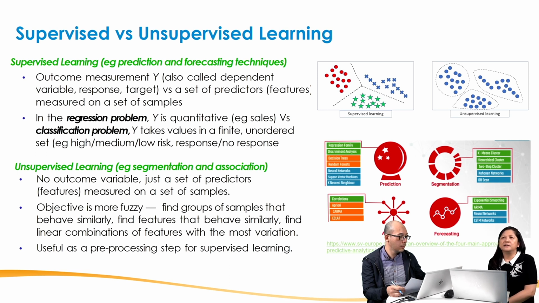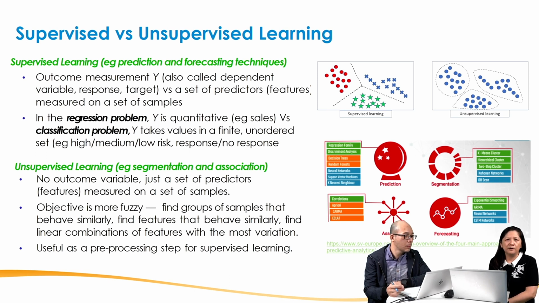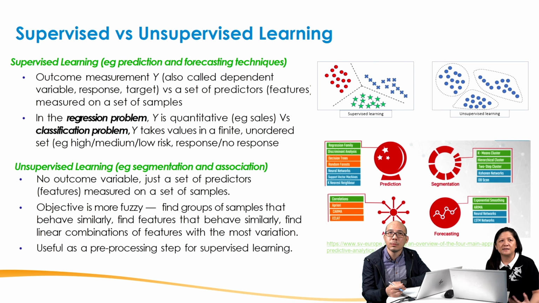For example, in a classification problem, we may be interested to predict whether the customer responds or does not respond to our campaign, whether the customer is high, medium, or low risk. So it can be binary class, it can be multiple classes in a classification problem. But in a nutshell, supervised learning has an outcome variable Y that we're interested to target. Examples are prediction and forecasting techniques that you can see on the right-hand side.